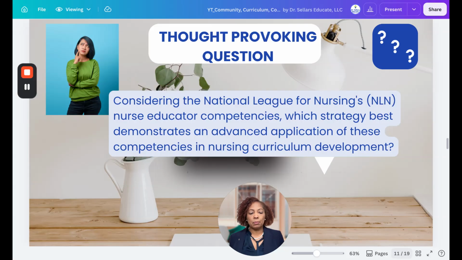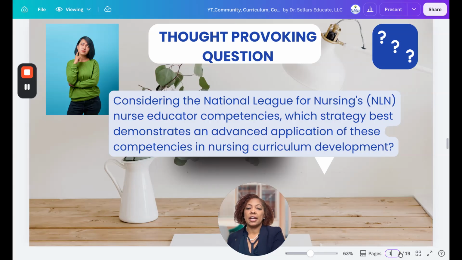And then the next consideration I want you to think about is related to this thought-provoking question. So see what you think. And remember, the most important part is that you understand the rationale for the correct and incorrect answer. Considering the NLN nurse educator competencies, which strategy best demonstrates an advanced application of these competencies in nursing curriculum development?